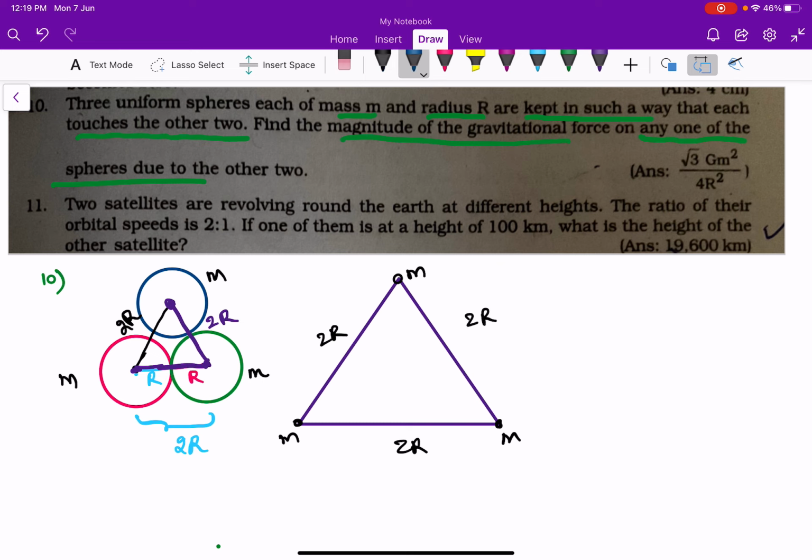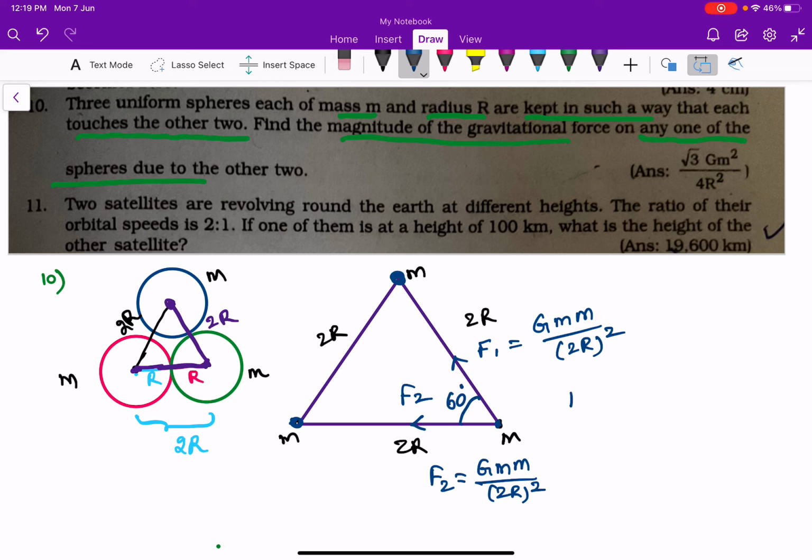Now the force exerted by this mass on this mass is along this way. F1 equals G m1 m2 by r squared, where r is 2r, so (2r) whole squared. Similarly, the force exerted by this mass on this one, let us consider this force F2. F2 is equal to G m1 m2 by (2r) whole squared. And the angle between these two forces is 60 degrees.